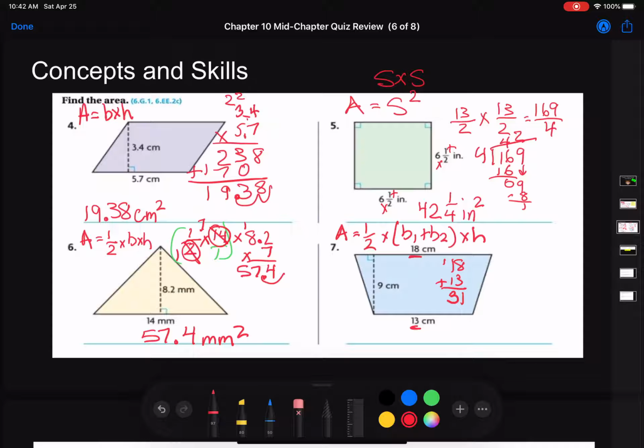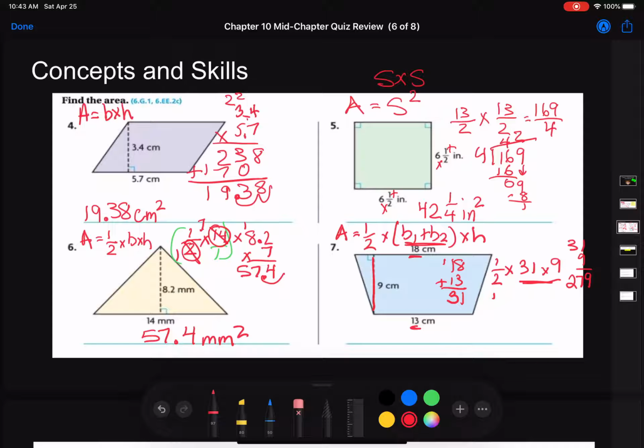Okay, so now this is what I'm going to do. I'm going to write out what I have so far. I've got 1/2 for my formula times, I added up my 2 bases, which was 31, times my height, which is 9. My height is 9. Here's my height. Okay, so now what I would do is I would multiply 31 and 9. Get that? Okay, you're going to get 279 when you multiply. So first thing I would do is multiply those two.